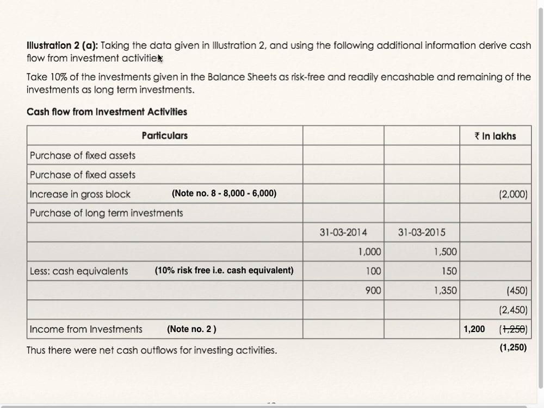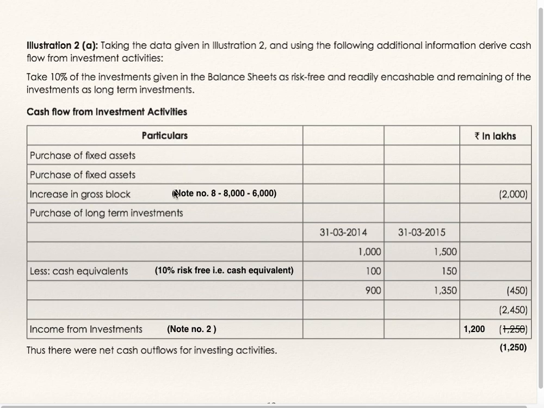Illustration 2a. Taking the data given in illustration 2 and using the following additional information, derive cash flow from investment activities. Take 10% of investment given in the balance sheet as risk-free and readily encashable, and the remaining as long-term investments. So whatever investments are given in the balance sheet, consider 10% of that as cash equivalent and 90% as long-term investments, and find out cash flow from investment activities.